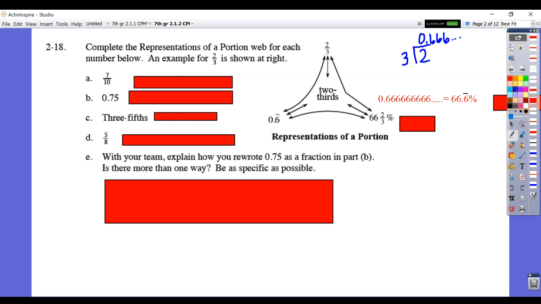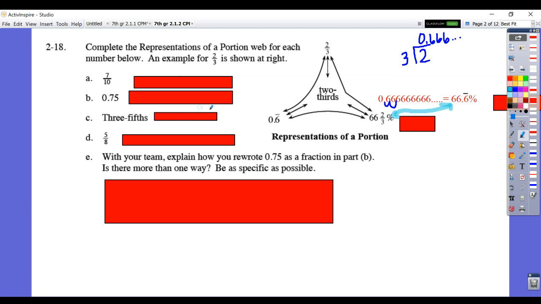When you then want to change it to a percent, you just move the decimal point 2 places to the right, and you get 66 point, and then those 6s continue to repeat. So 66.6 repeating percent would be fine. They wrote 66 2/3%, which is the same. 0.6 repeating again is 2/3. But either of these formats would be fine, in my opinion, for the representation of the percent.